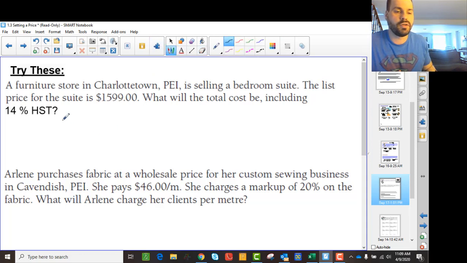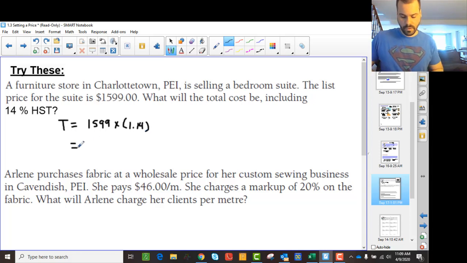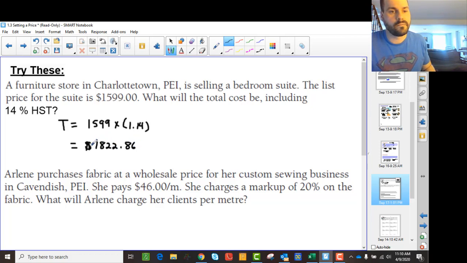So the total is going to be the original price, the sales price, or the price that we're selling the thing for, multiplied by our tax, which is 1.14. So it comes out to $1,822.86.